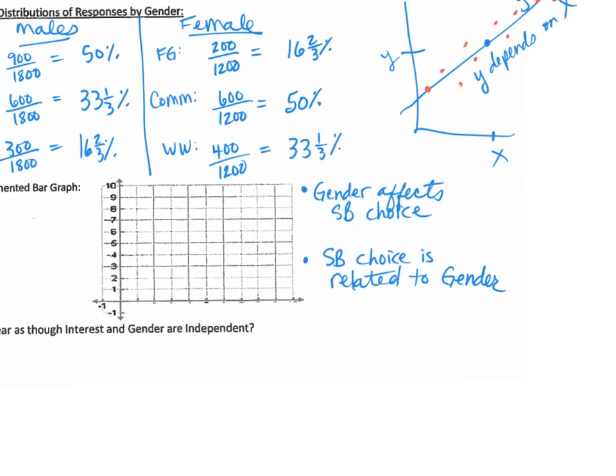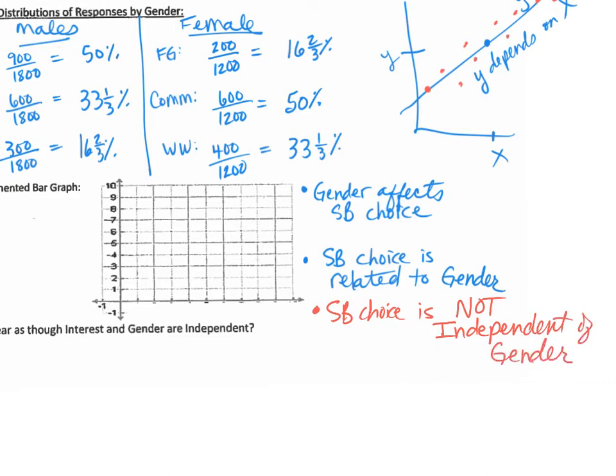So what do we say instead? We say gender is not independent. That's our special phrase there, is not independent of. I should probably say the other way around. I think that would make more sense. To say that your Super Bowl choice is not independent of gender. It's connected in some way. Okay, it is not independent of gender.